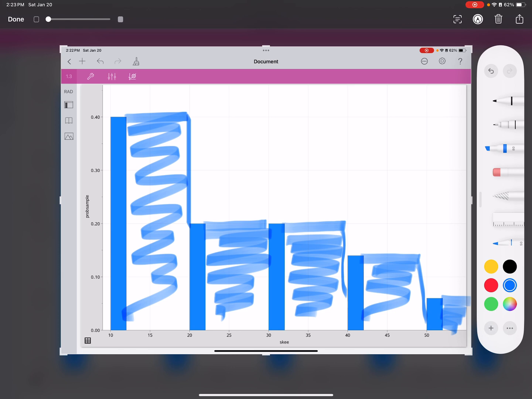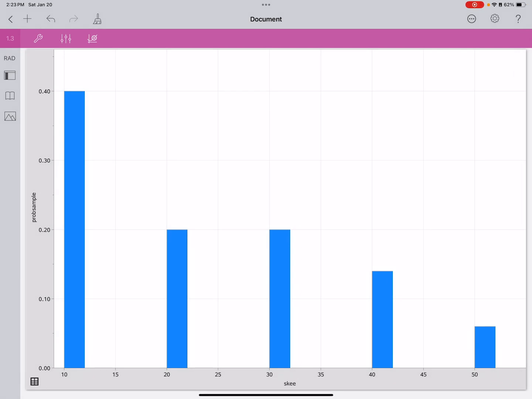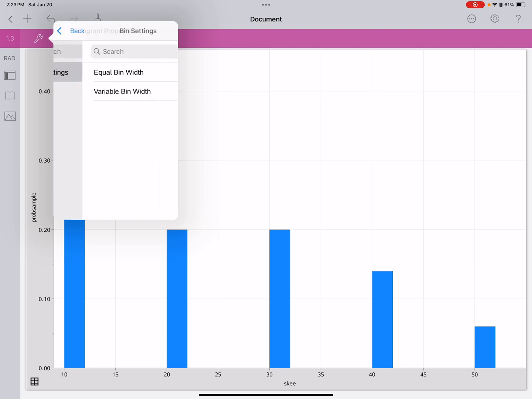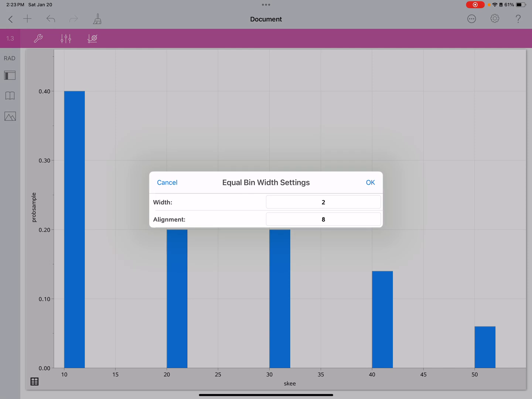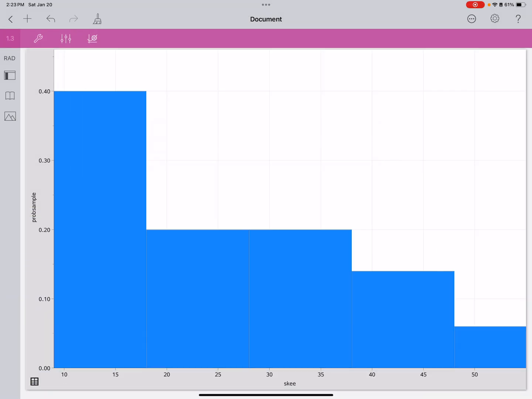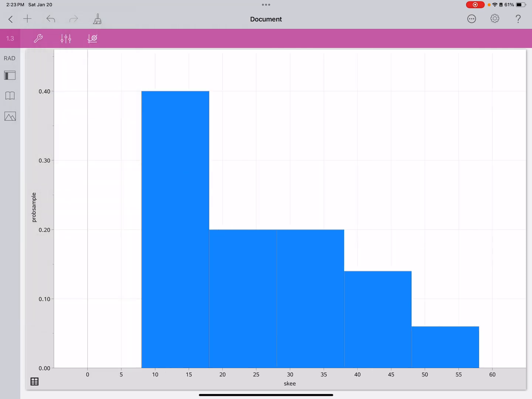When you draw it, just make sure you understand the histograms touch and you don't have gaps in between them. Or if it really bothers you, you can go to Menu, Plot Properties, Histogram Properties, Bin Settings. The bin is how wide the histogram's bars are, equal. I know there have to be 10, because they're 10 wide. So I just hit 10 and it does it for me. If I want to see the data better, I can go Menu, Window Zoom, Zoom Data, and there you go. Okay.